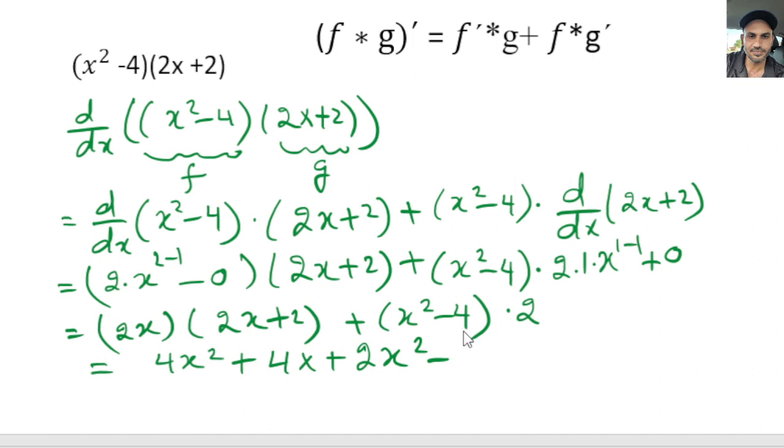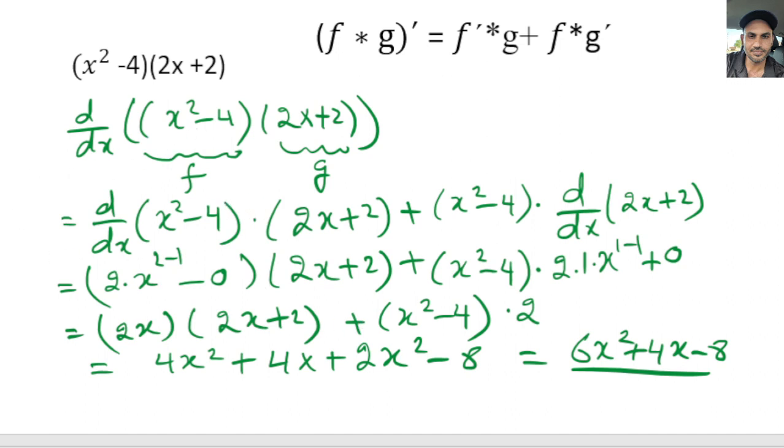minus 2 times 4 is 8, and now we can combine the like terms here. So you have 4 and a 2, so that's 6x squared plus 4x minus 8. You can simplify it or you can leave it like this. The important thing here is to know how to take the derivative of a product of two functions.